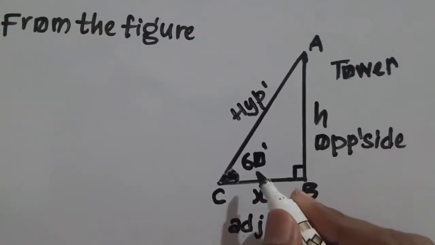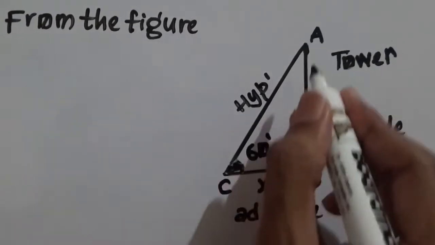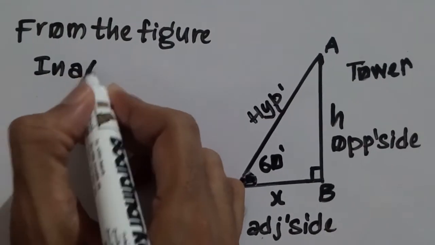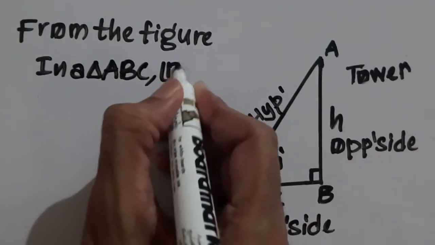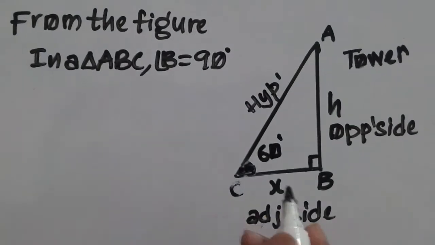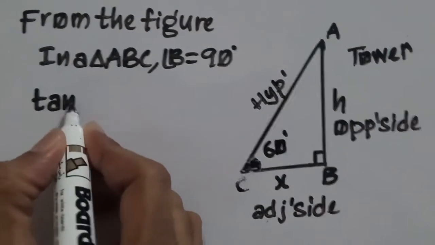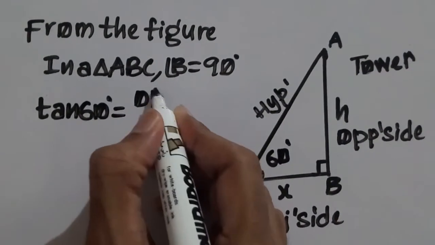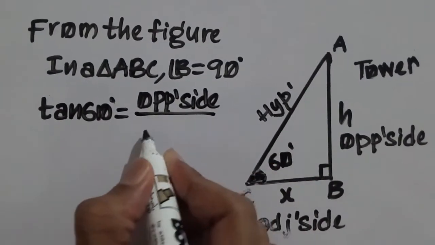Now we will take tan theta. Tan theta is equal to the opposite side to theta by the adjacent side to theta. From the figure, in triangle ABC, angle B is equal to 90 degrees. Now we will take tan 60 degrees. Tan 60 degrees is equal to the opposite side by the adjacent side.